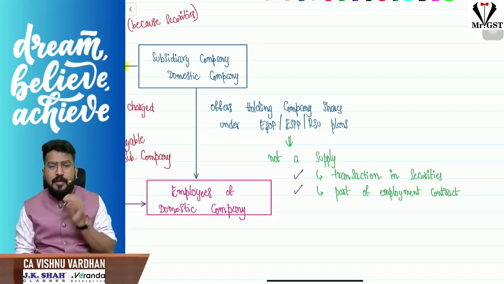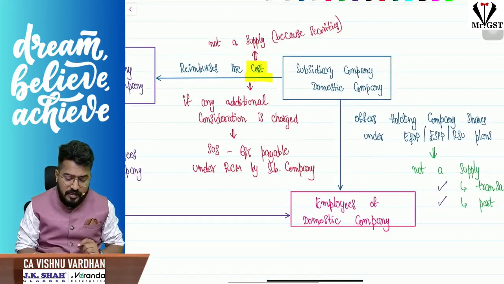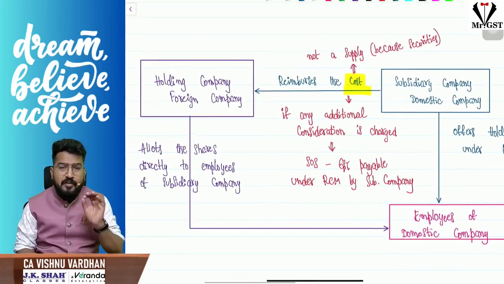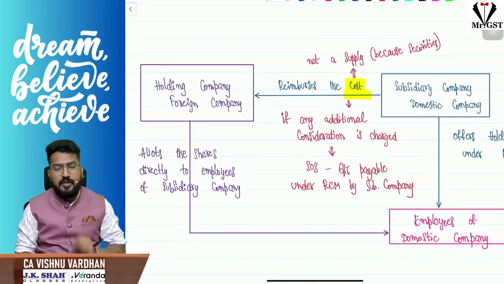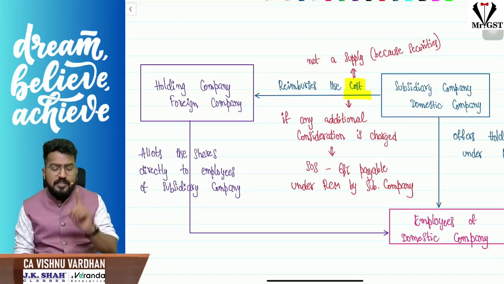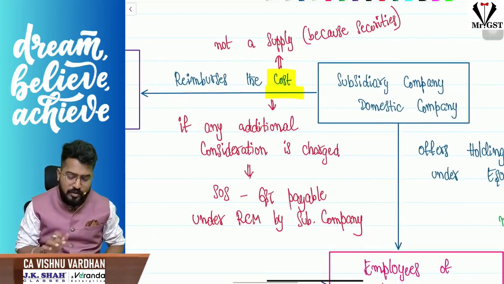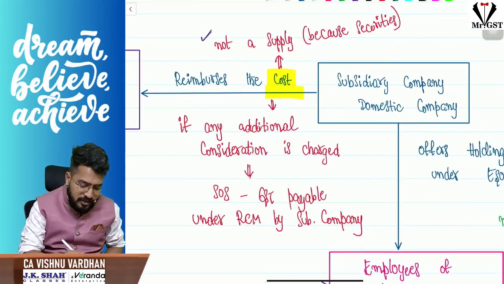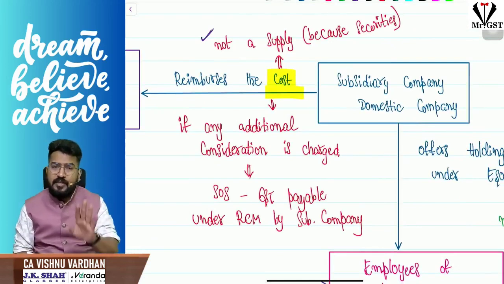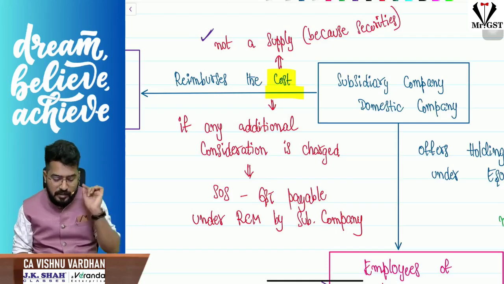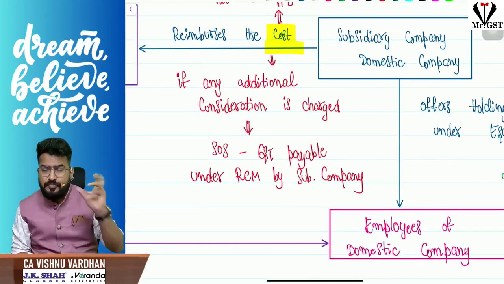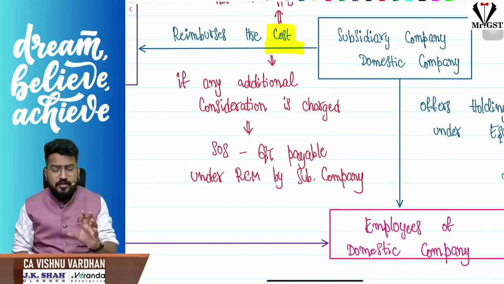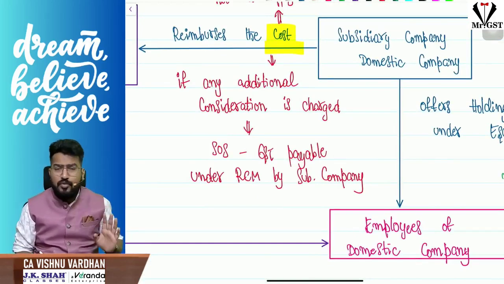This is fine. But sir, the domestic subsidiary company will pay the cost to the foreign holding company for the allotment of shares. Now, if they are paying actually whatever is the cost of that securities, only that much, then it is again a transaction in securities, it is not a supply. But if they are paying any additional consideration, let us assume the securities value is 10 lakh dollars and we are paying only 10 lakh dollars, no problem, it is not a supply.